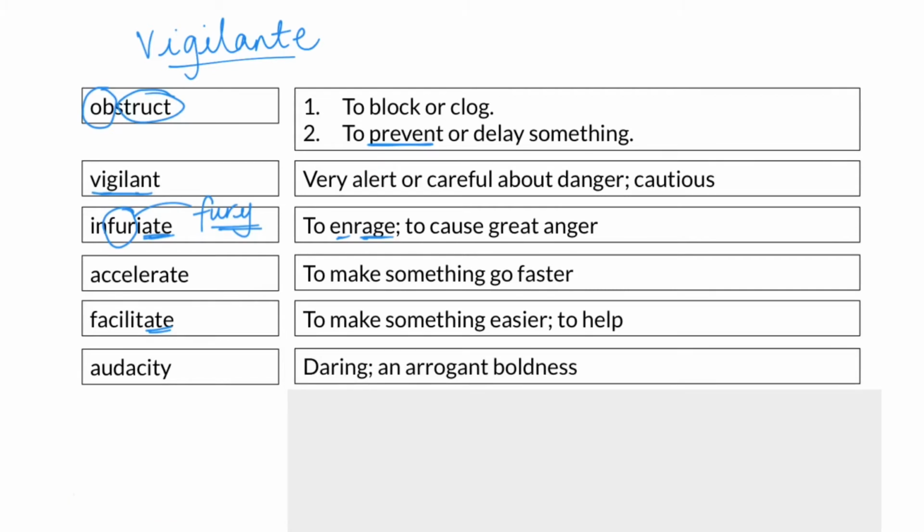Now, if you display audacity on a regular basis, you may be described as audacious, or maybe one thing that you did was audacious. For example, if you broke a rule right in front of a teacher, then that would be audacious. To help you to remember this, perhaps you can think of a time that you have been audacious or that someone you know has been.